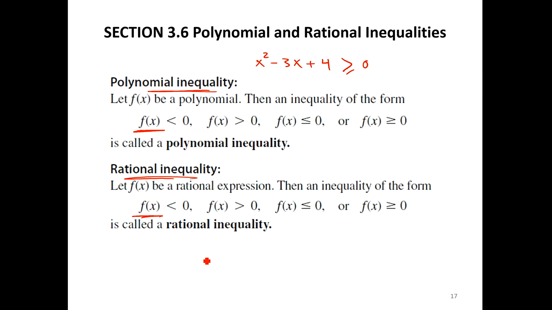If we have 3x to the power 4 minus 2x over x plus 1 less than or equal to 0, this is called a rational inequality, because we have a numerator and denominator. So we have an inequality sign, and we have a rational expression with numerator and denominator. This is a rational inequality.